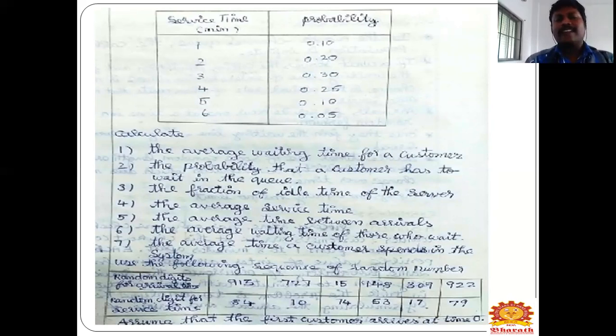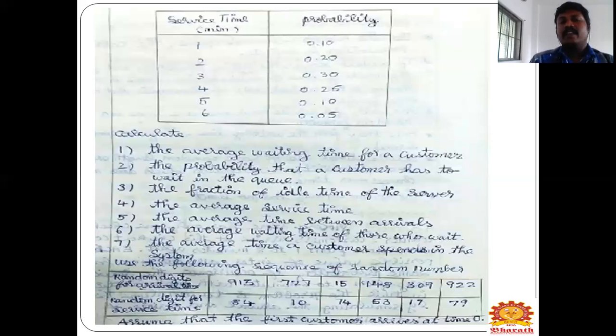And you have to calculate certain 7 items. What are these 7 items? You are going to calculate the average waiting time of a customer, the probability that a customer has to wait in the queue, the idle time of the server, the average service time, the average time between arrivals, the average waiting time of those who wait in the queue, and the average time a customer spends in the system. All of that you are going to calculate in these 7 steps.